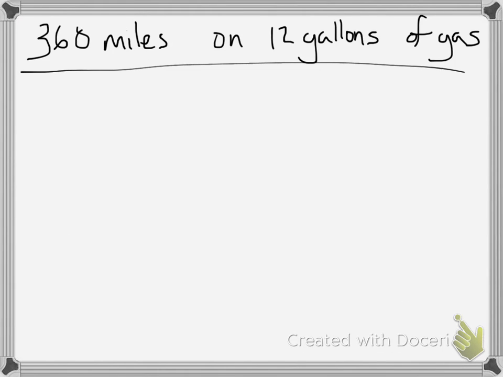Unit rates are also pretty popular when we're talking about cars and going on trips. So here's a rate. 360 miles on 12 gallons of gas. 360 is my first number, 12 is my second, and I have two separate units, miles and gallons. Now, if I wanted to get a unit rate for this, I would need to divide. So here's my 360 over 12. I want to reduce this. 360 divided by 12 is 30.